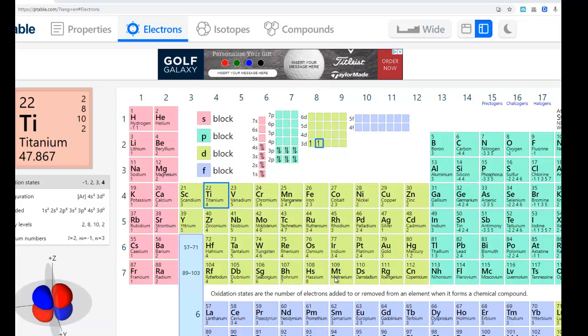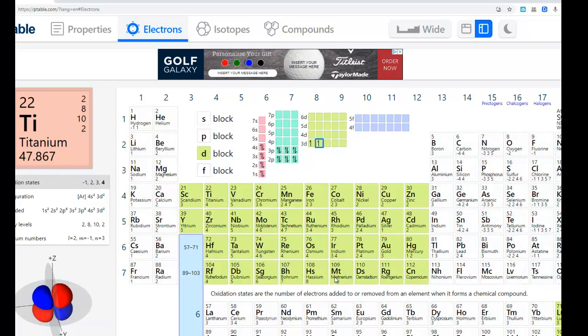If you look for titanium on the periodic table, you will find it's in the D block. This is the D block in the middle of the table. All elements in the D block have the last electrons in the D subshell. It can be any one of the D subshells. It can be 3d, 4d, 5d, 6d, 7d.